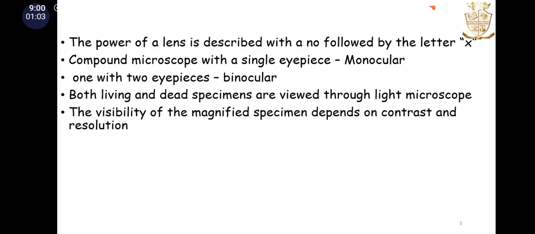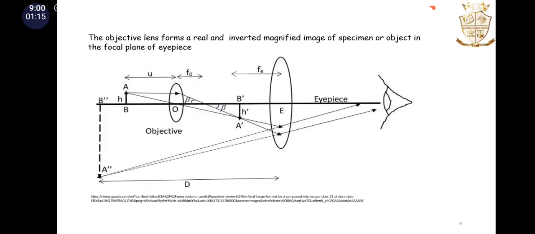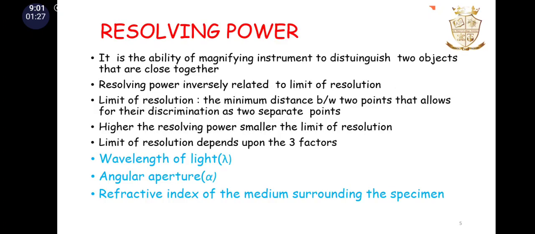A compound microscope with a single eyepiece is called monocular, and one with two eyepieces is called binocular. Both living and dead specimens are viewed through a light microscope. The visibility of the magnified specimen depends on contrast and resolution. The objective lens forms a real and inverted magnified image of the specimen or object in the focal plane of the eyepiece. And what is the resolving power?